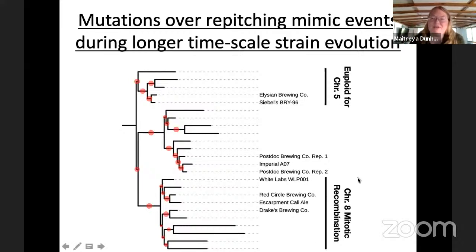Another example is the chromosome 8 mitotic recombination, which happened at the root of this part of the tree, so all of these strains already have it. And then it happens de novo in our evolutions on this side of the tree. So we've been really excited to try to figure some of these out.